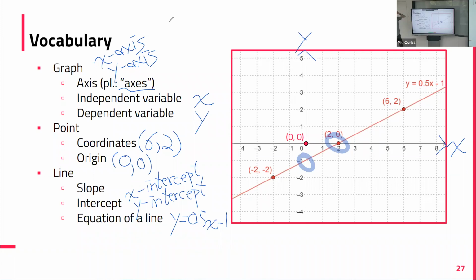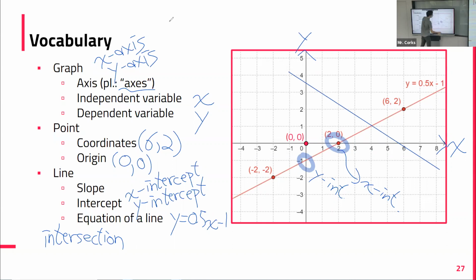So the intercepts are the places where a line is crossing one of the axes. So this is the x-intercept, because this is where our line crosses the x-axis, and then this is the y-intercept, because it's where the line crosses the y-axis. People get confused between this and the word intersection, which look very similar and come from the same root word, but they have different meanings in the math world.